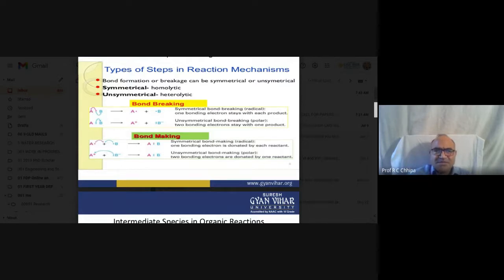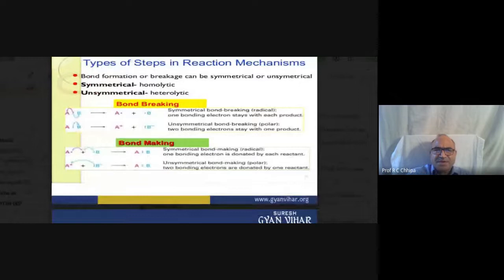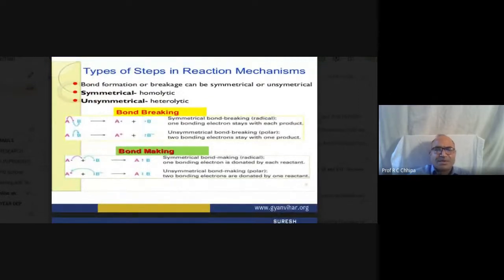In this particular case, bond formation or breakage may be of two types: symmetrical bond breaking and unsymmetrical. Symmetrical means homolytic fission, and unsymmetrical fission is heterolytic fission. So with heterolytic fission and homolytic fission, the bond breaks down and intermediate species are formed.